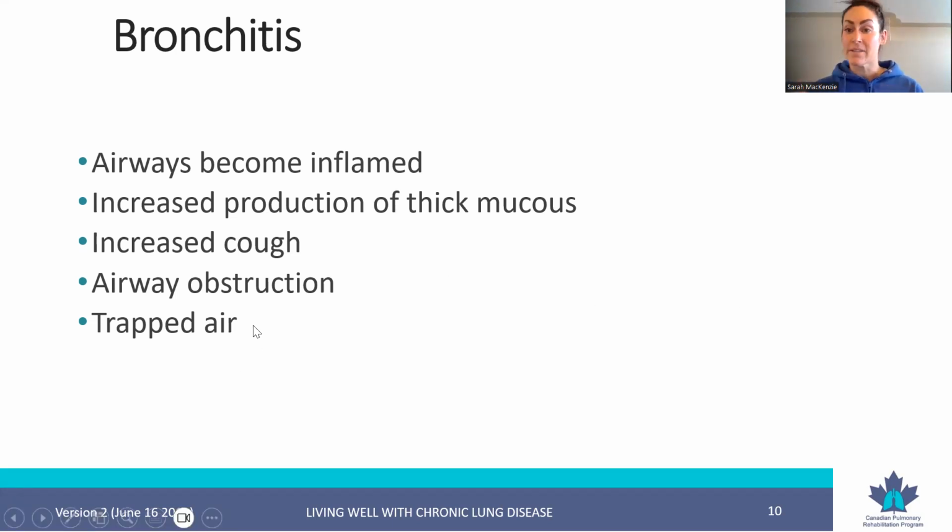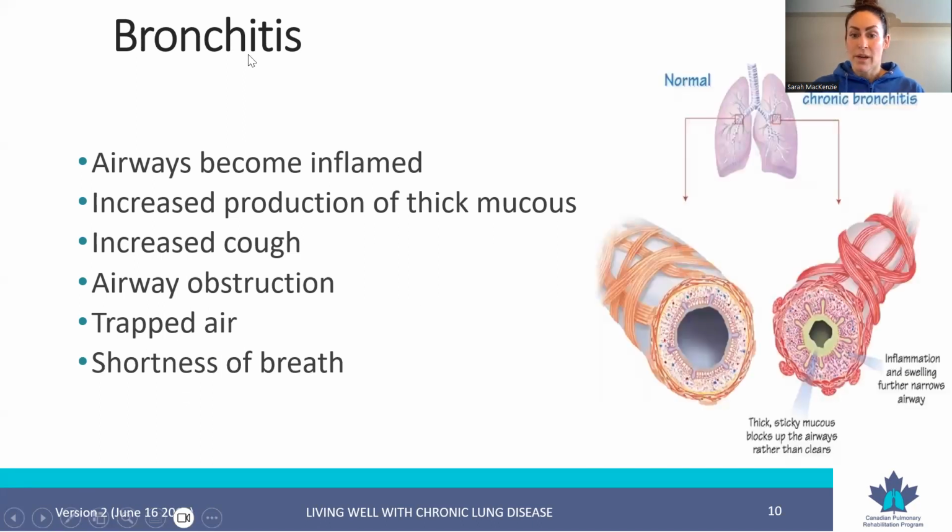So because of the presence of mucus that's sitting in the airway, it traps air in the airway and that air cannot get out again, okay? And it's that trapped air, that old air that's not participating in gas exchange, that leads to that feeling of shortness of breath. So here is a different view of a normal airway.